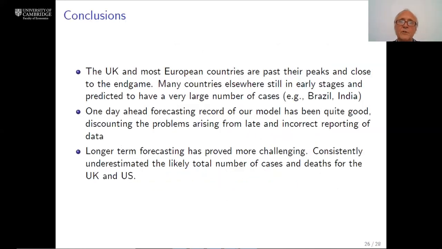So let me conclude. From the work that we've done, we can see that the UK and most European countries have passed their peak and are close to the end game. Many countries elsewhere are still in the early stages, predicted to have a large number of cases. In terms of the model validation, our one-day-ahead forecasting has been quite good if you discount some of the data problems. Long-term has been rather challenging. We consistently underestimated the number of cases and deaths for the UK and US.